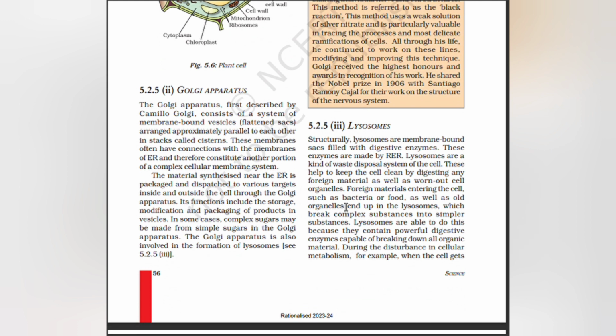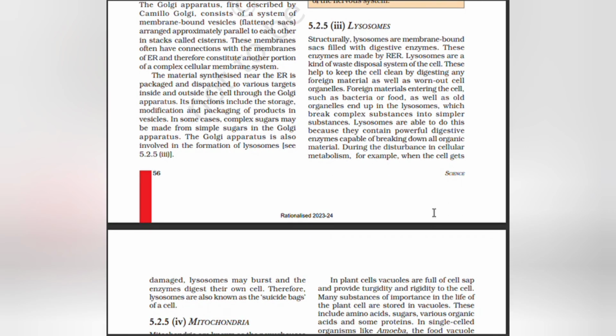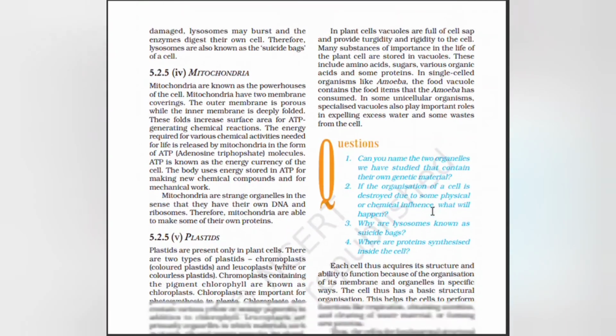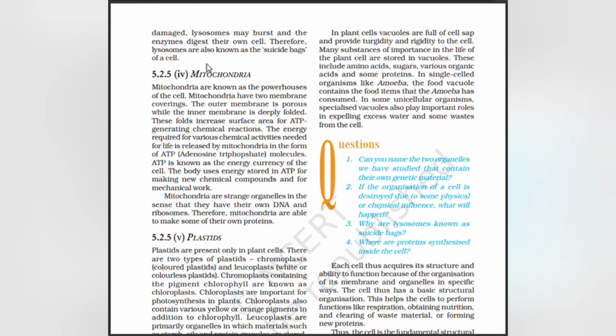Foreign materials entering the cell, such as bacteria or food, as well as old organelles, end up in the lysosomes, which break complex substances into simple substances. Lysosomes are able to do this because they contain powerful digestive enzymes capable of breaking down all organic material. During a disturbance in cellular metabolism, for example, when the cell gets damaged, lysosomes may burst and the enzymes digest their own cell. Therefore, such lysosomes are known as suicide bags of the cell.